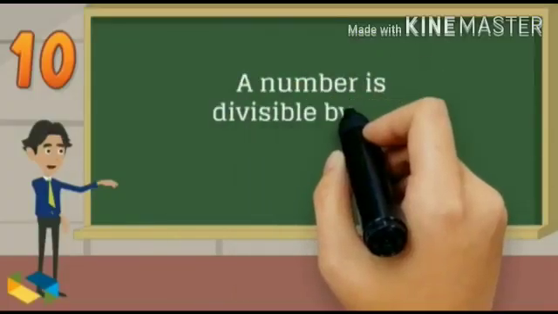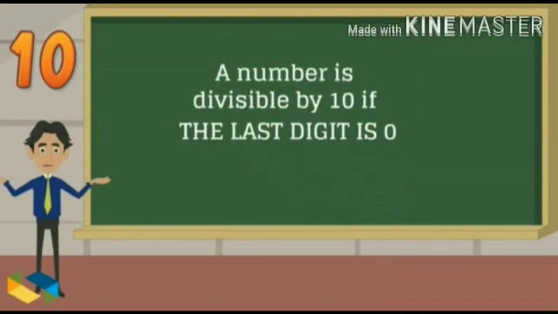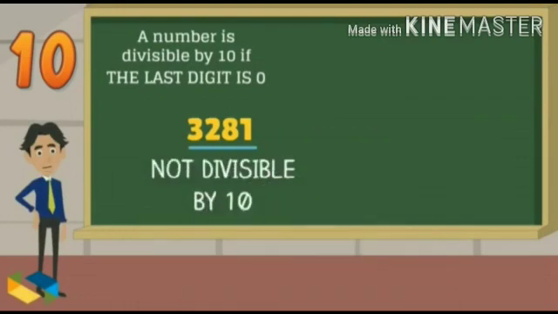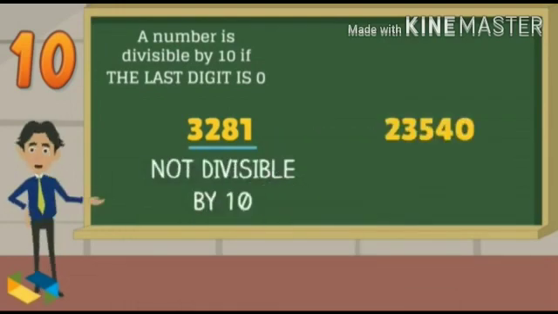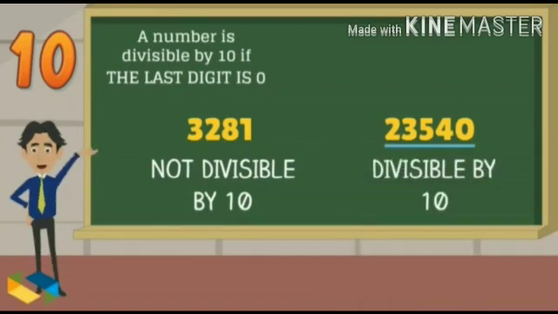The divisibility rule for the number 10 is nothing but a check if the last digit is 0 or not. In 3281, the last digit is not 0, so it is not divisible by 10. However, in 23,540, the last digit is 0, so it is divisible by 10. Easy, no big deal.